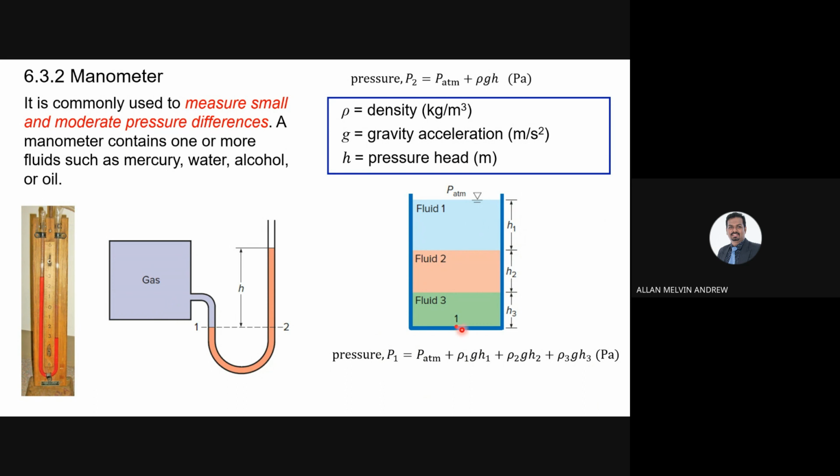We want to measure pressure at point 1. So the pressure at point 1 is atmospheric pressure plus rho 1. You cannot use the same rho anymore because different fluids have different densities. So density 1 times gravity times H1, plus rho 2 g H2, plus rho 3 g H3. Then you can get this formula and replace the values to find P1.